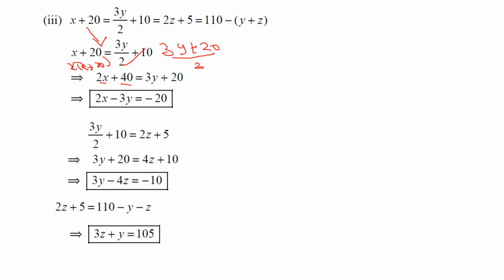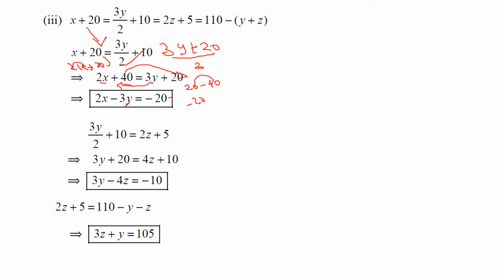So first, separate the variables to one side. The plus 3y will come to the left as minus 3y, and plus 40 goes to the right as minus 40. 20 minus 40: one plus and one minus means subtract the numbers. 40 minus 20 is 20, put the greater number's sign, minus. So 2x minus 3y equal to minus 20.